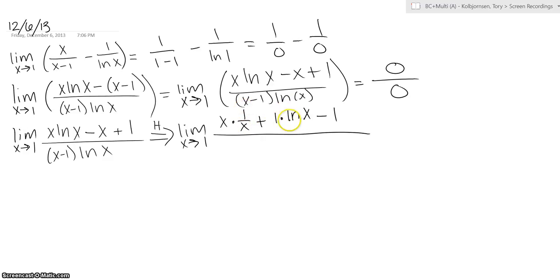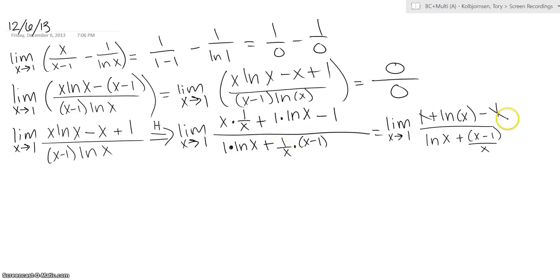All that over another product rule, the derivative of the first, 1, times the second, ln of x, plus the derivative of the second, 1 over x, times the first, x minus 1, and then we simplify that. Then the 1's cancel, and we're left with the limit as x approaches 1 of ln of x over ln of x plus x minus 1 over x.